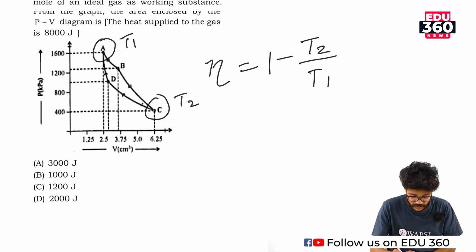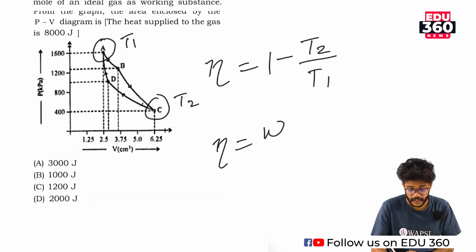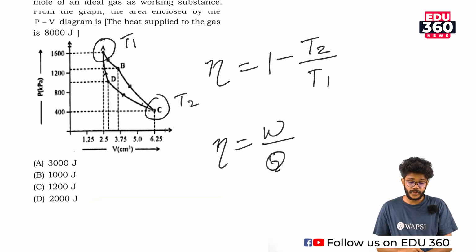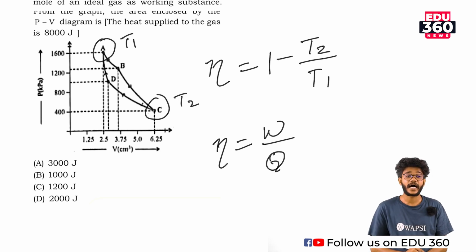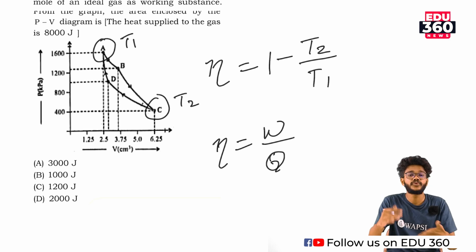Eta has the relation with work. Eta is equal to work by Q. So what is Q? Q is given inside the question. The heat supplied to the gas is 8000 joule. That means it is the heat supplied to the gas to do the work. That work we want to find.